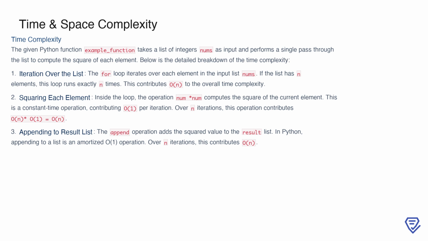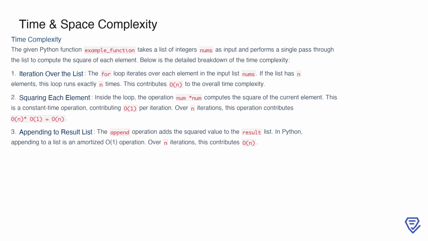To analyze the time complexity of the given Python function, we start by considering the for loop that iterates over the input list nums. If the list contains n elements, the loop will execute exactly n times, which contributes O(n) to the overall time complexity. Within each iteration, the operation number * number computes the square of the current element. This is a constant time operation, or O(1), and since it occurs once per iteration, its contribution over n iterations is O(n) * O(1), which simplifies to O(n).